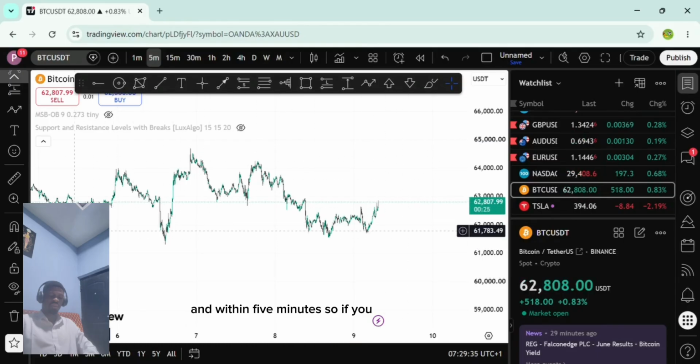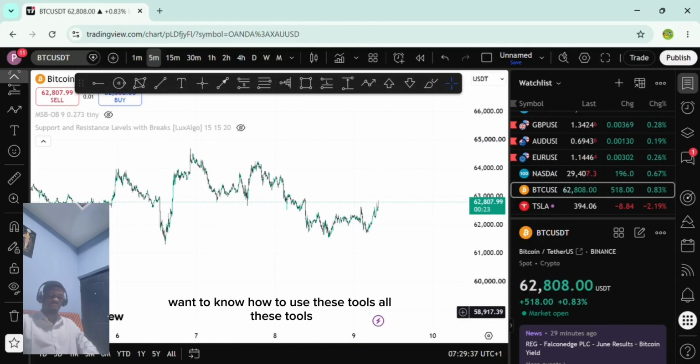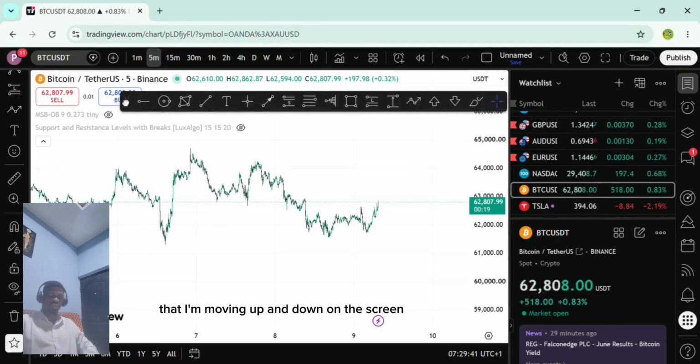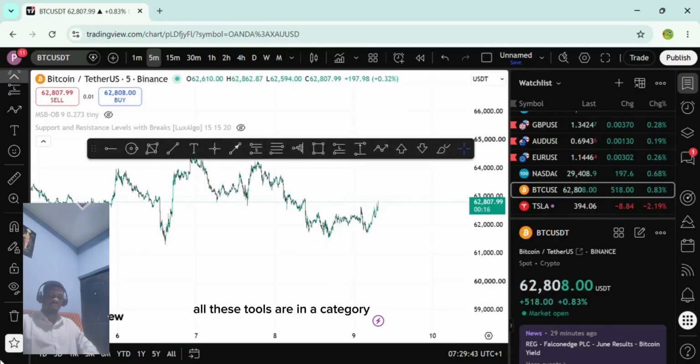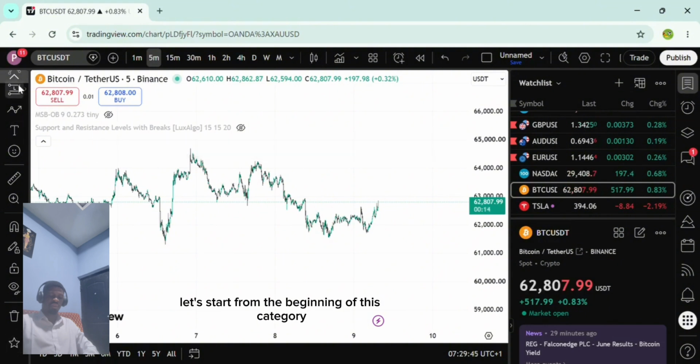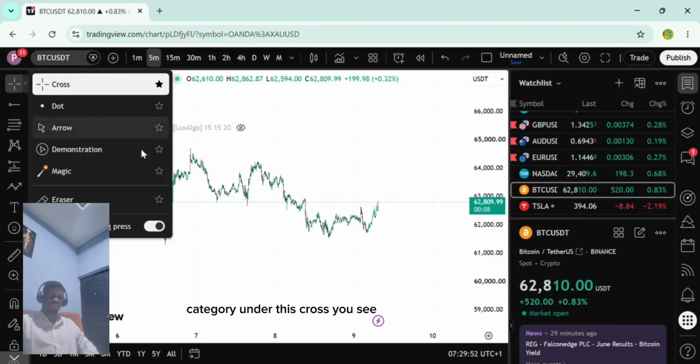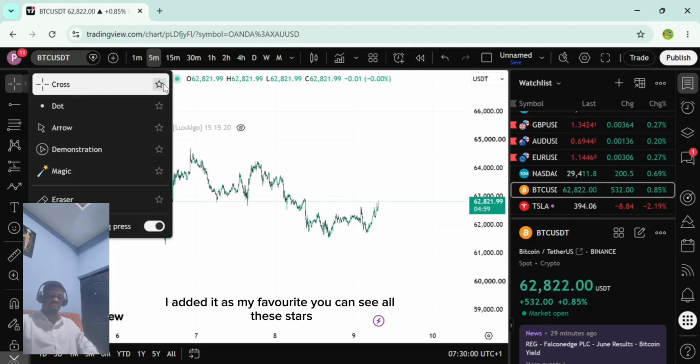If you want to know how to use these tools, all these tools are in categories. You can see these tools moving up and down on the screen. Let's start from the beginning of this category. The first one is the cross category. Under this, you see I'm using only one tool, the cross. I added it as my favorite. You can see all the stars that are here.